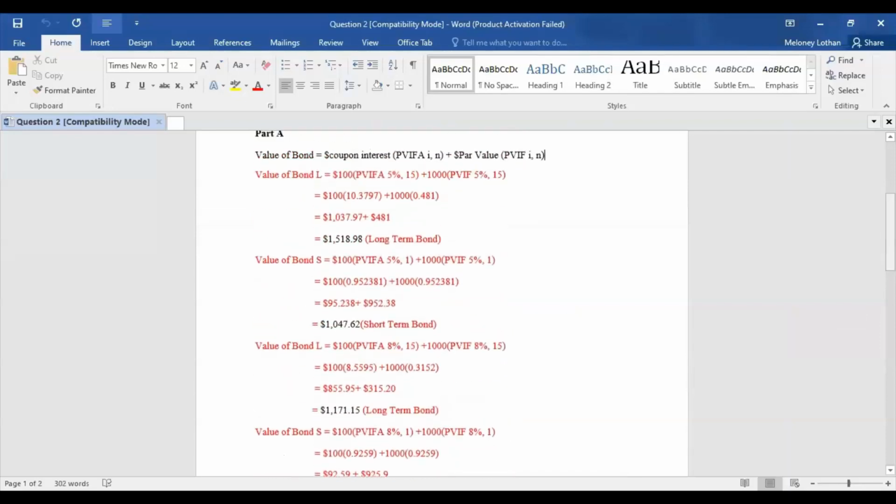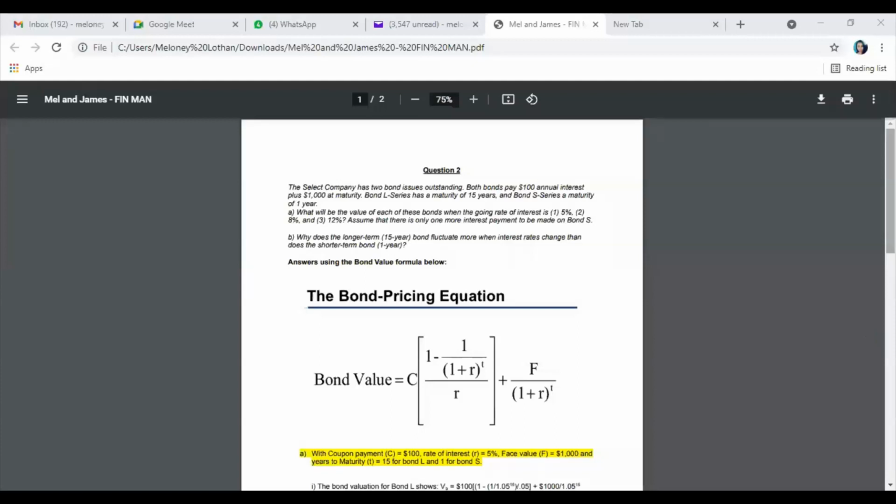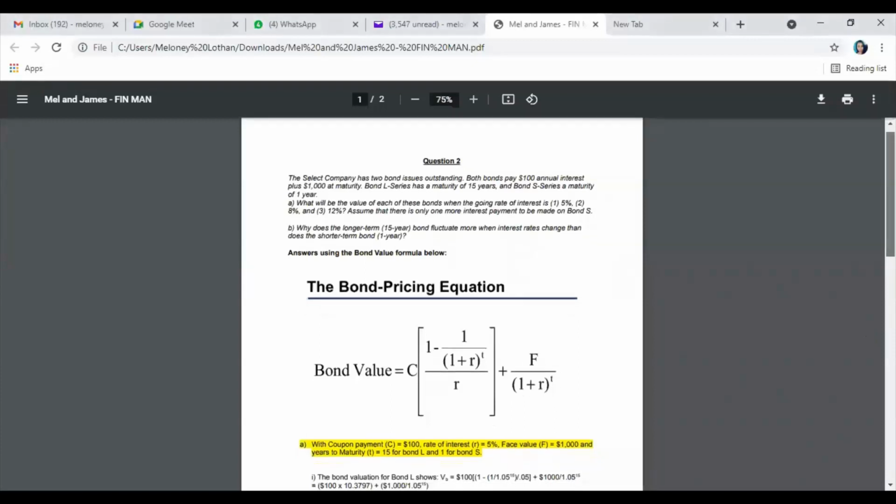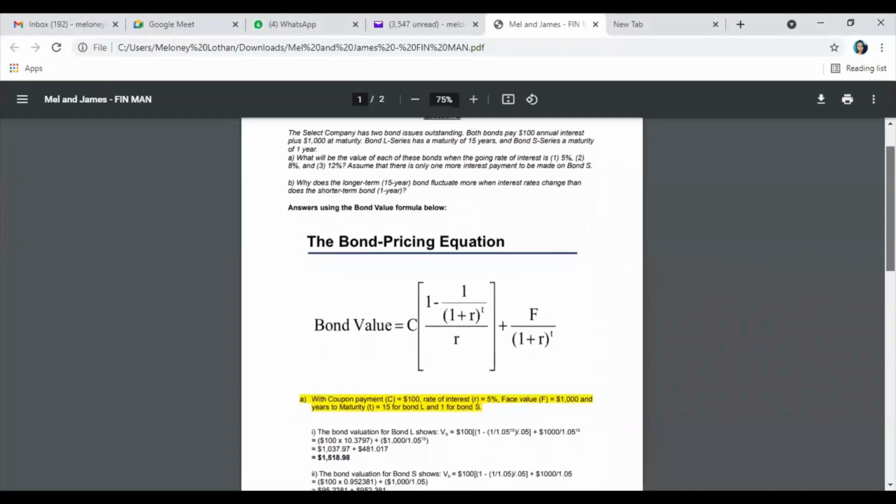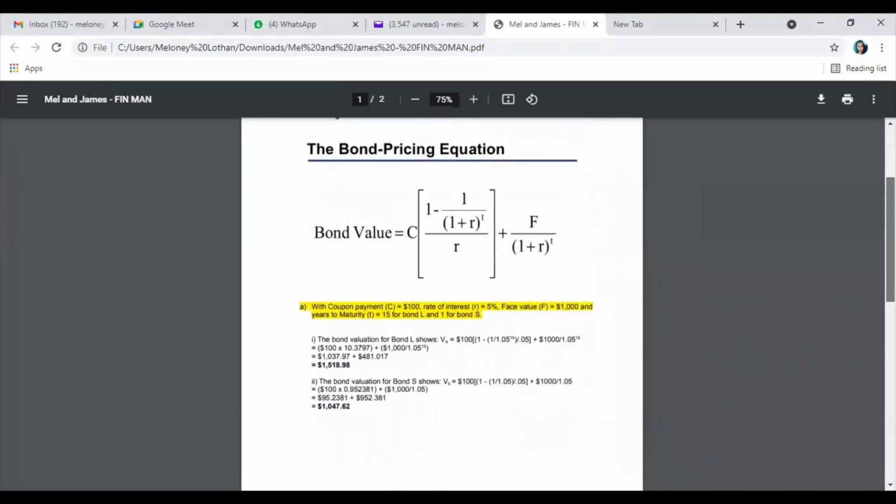Thank you, Melanie. We will now be doing the question using the formula. Just give us 1 second as we change that document to the one we'll be using now. So the question remains the same, but this time we'll not be using the table, we'll be using the formula.